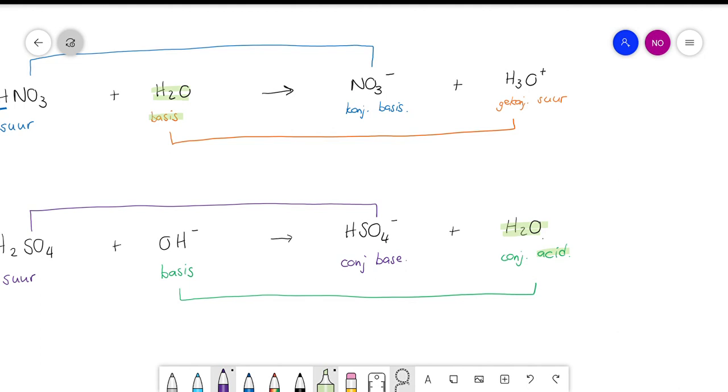Okay, ek gaan vir julle huiswerk gee uit oefening 23 uit op bladsy 285, maar ek sal sommer die nommers vir julle op die groep post.